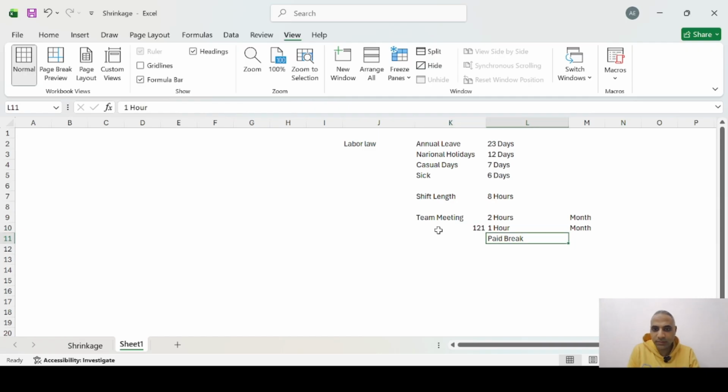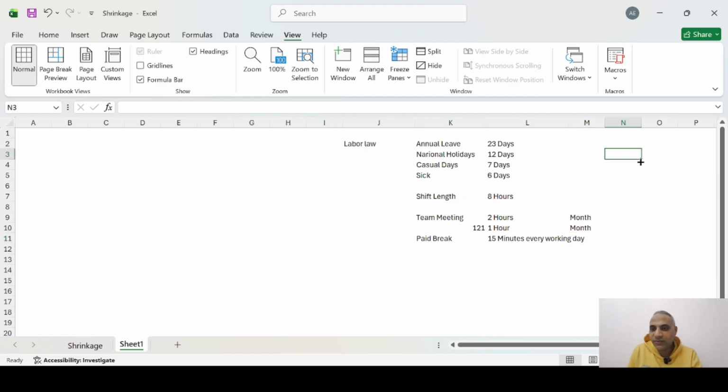So 1-to-1, paid break, 15 minutes every working day, okay? Well, and after this, they asked you as an analyst, or as the one who is working in the capacity planners or even the scheduling team, they said, please, we need to calculate the required shrinkage time in order to add this percent over our required headcount.